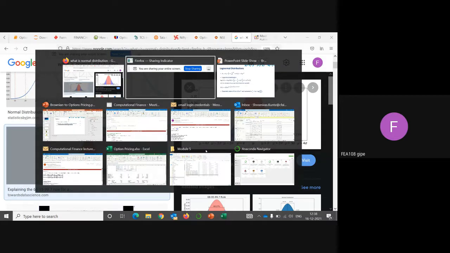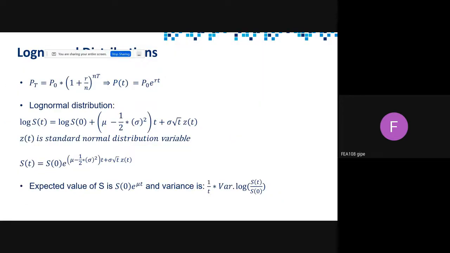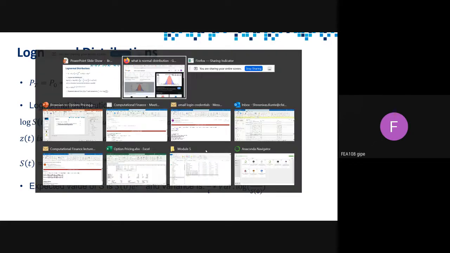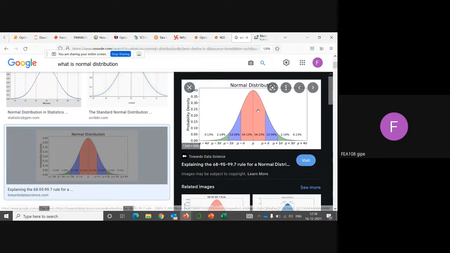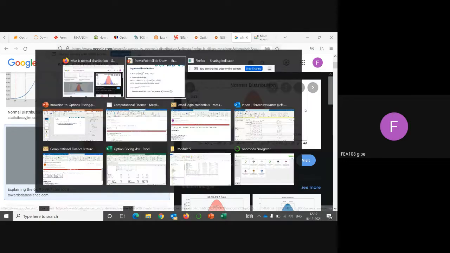You'll be using that in the Black-Scholes model again and again. So you need to be very clear on what the normal distribution is, and not just for the Black-Scholes model. You'll be using the normal distribution in machine learning anywhere and everywhere you go. Be extremely clear about that.